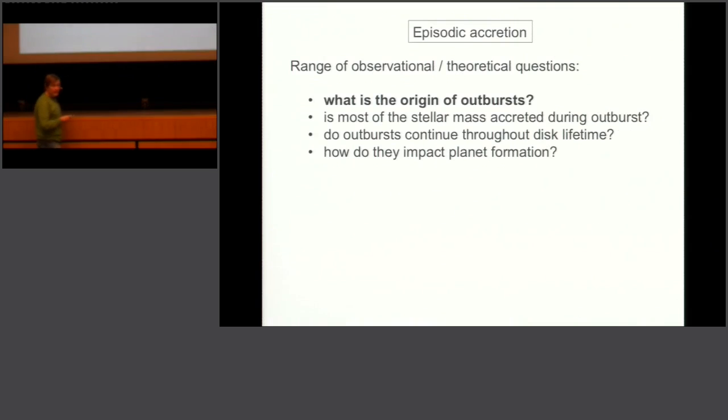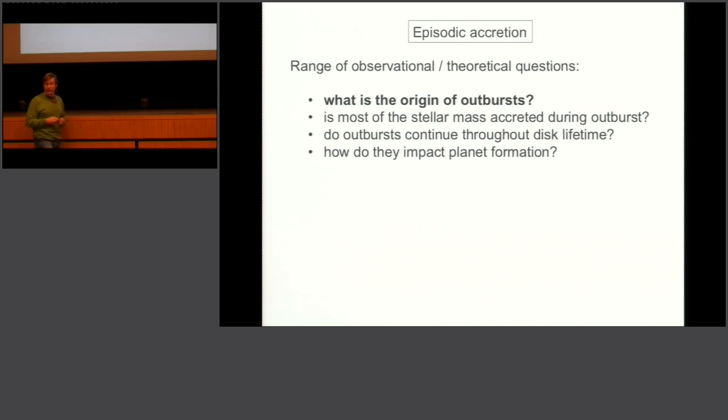So we observe this episodic accretion, and this raises a set of questions that are both theoretical and observational. The main one I want to focus on today is perhaps the most basic one. What is the origin of this episodic behavior? What disk processes or other processes can we trace it to? Perhaps this would tell us something, for example, about the nature of turbulence in disks, which was the fundamental question we were posing this morning, if only we could understand where these outbursts were coming from.